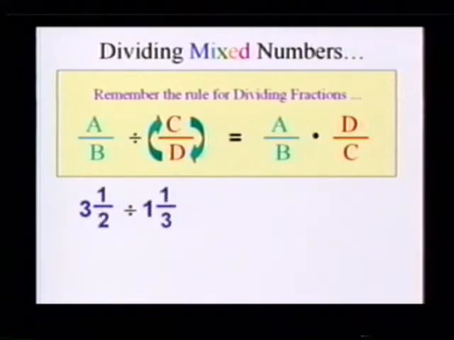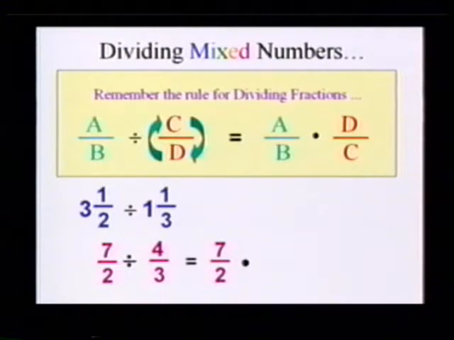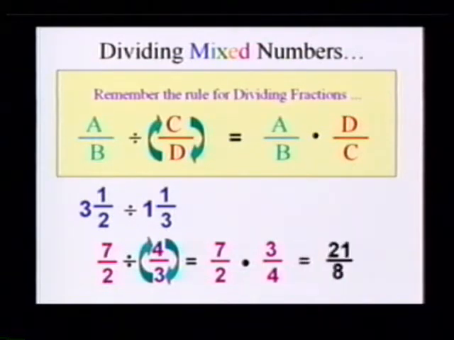So for instance, in this problem, here again, all roads meet at improper fractions. Let's change both to an improper fraction. 3.5 becomes 7/2. 3 times 2 plus 1 over 2. And 1 1/3 becomes 4/3. 1 times 3 plus 1 over 3. Okay, now 7/2 divided by 4/3 is going to be the same as 7/2 times, reciprocate the second one, 3/4. Okay? Do we have any canceling we can do here? I don't see any, so we just multiply across. 7 times 3 equals 21, and 2 times 4 equals 8.